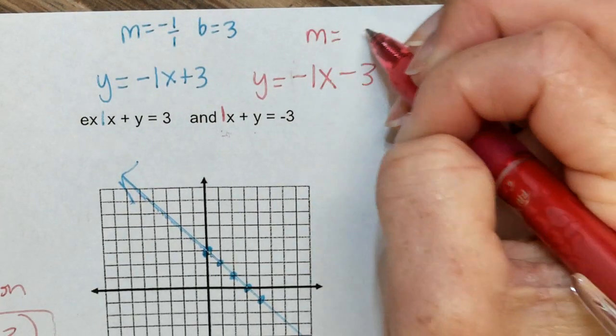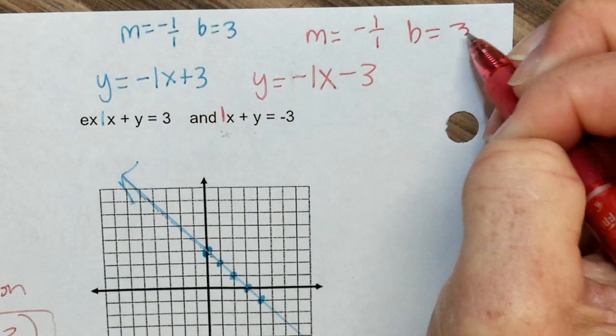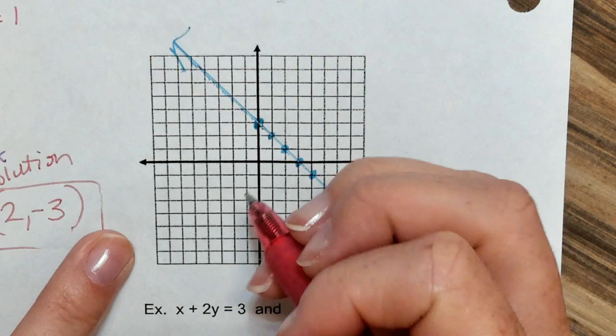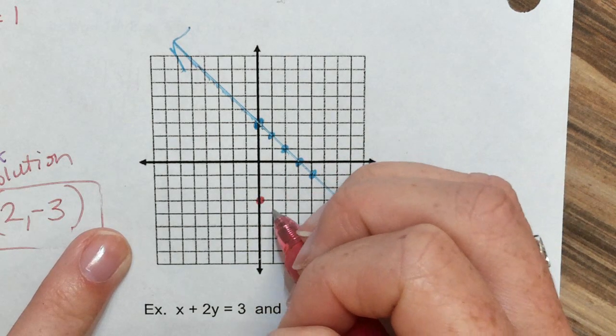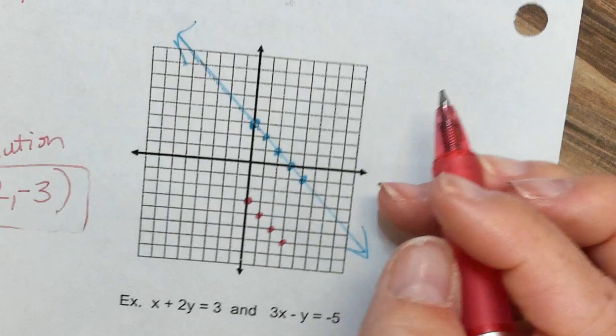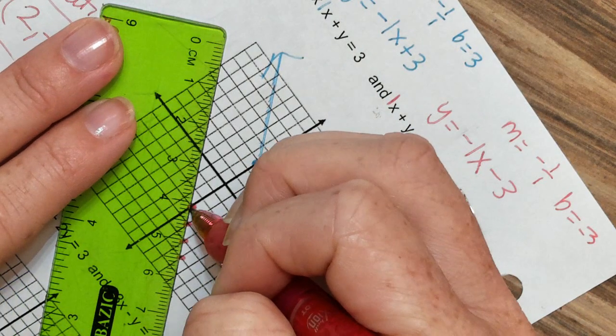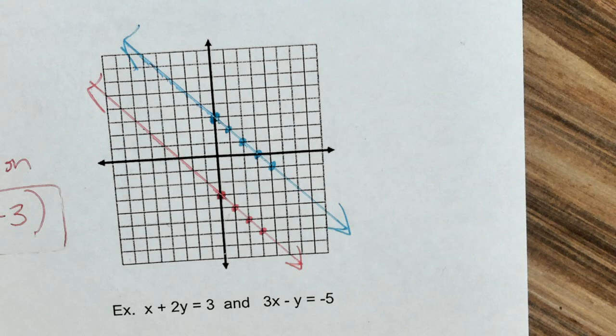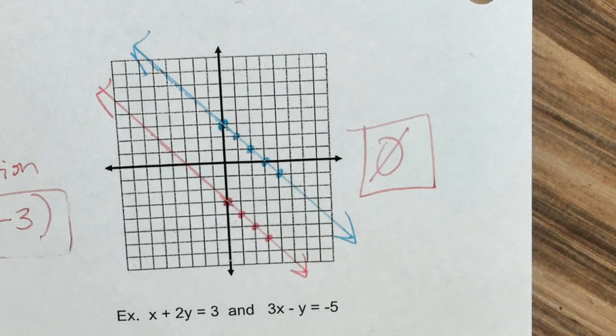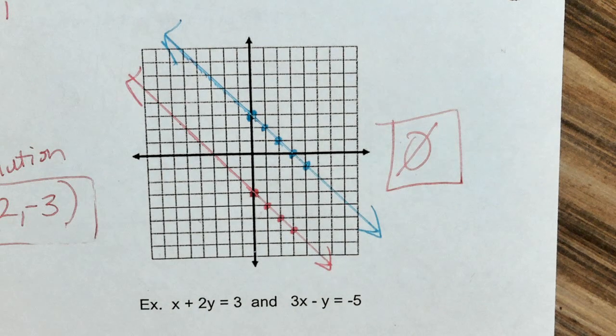This one has an m of -1/1, but a b of -3. So on the y-axis, I go to -3, and I go down 1, right 1. Because they never touch, they are parallel lines, therefore there will never be a solution. So I must write no solution. Either write the words no solution or draw the symbol for no solution.